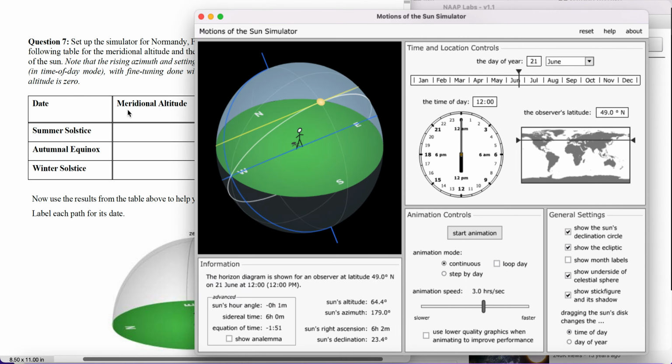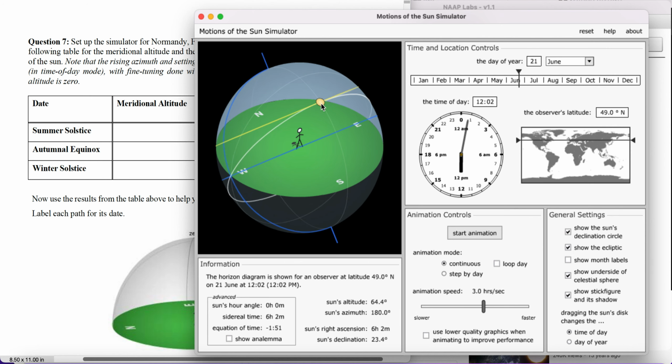Now, getting the meridional altitude is not as difficult. Essentially, it will be the highest altitude. The meridional altitude will always be the highest altitude. No matter what arc, no matter what latitude you're at, the sun will take a path such that when it passes through the meridian, that's the point where it is highest in the sky. We can see that if we scroll back and forth and look at the sun's altitude, which we can do by dragging on the sun.